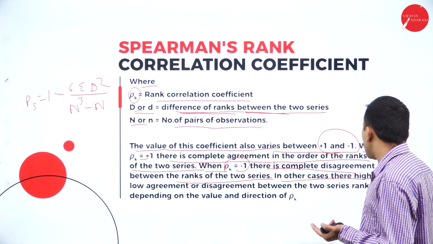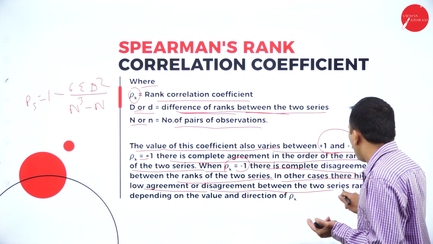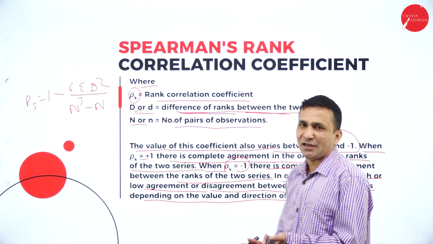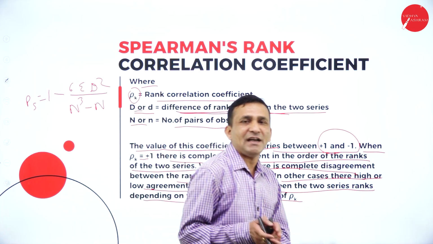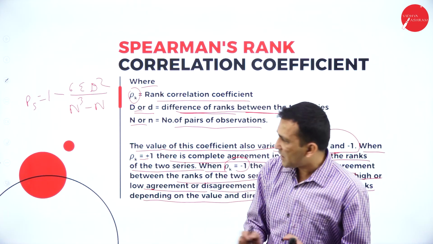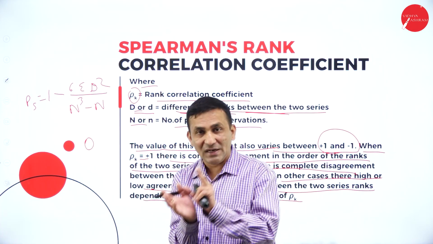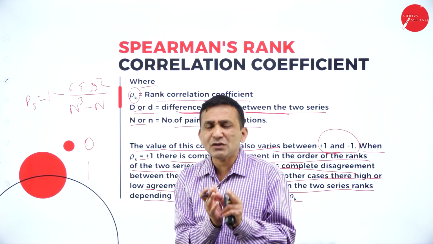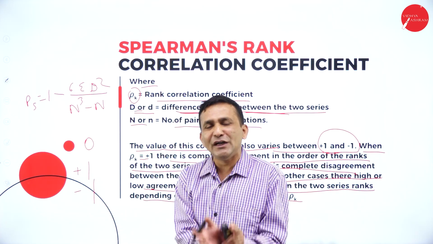In other cases, there is high or low agreement or disagreement between the two series of rank depending on the value or direction. Because we know the correlation we are always using for finding the direction or the degree of correlation. If it is exactly 0, there is no correlation between X and Y series. If you are getting +1, it is a perfect positive correlation. If you are getting -1, it is a perfect negative correlation.